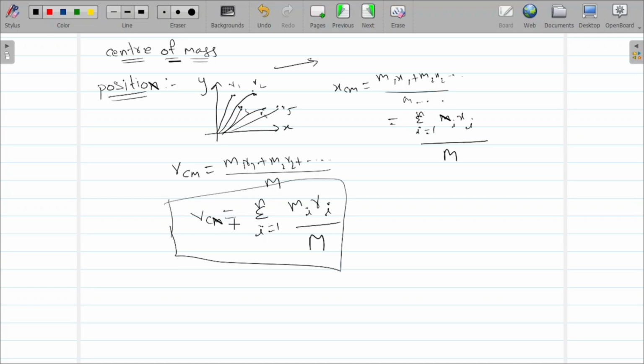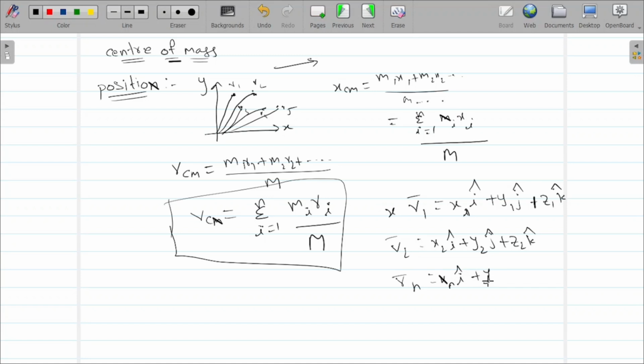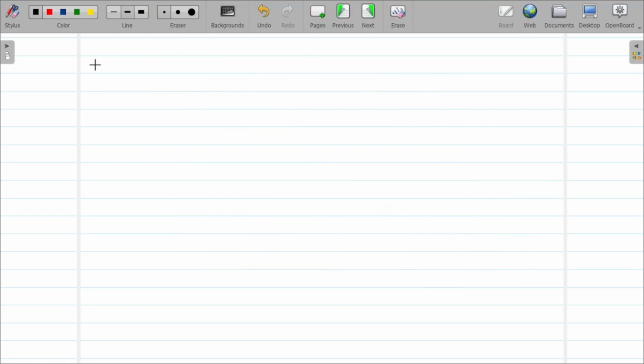Clear? Understand? Here r1 may be along the x-axis. The particle might have 3 dimensions. So r1 is x1 i cap plus y1 j cap plus z1 k cap. For r2, x2 i cap plus y2 j cap plus z2 k cap. For the nth particle, xn i cap plus yn j cap plus zn k cap. Like this we have to frame the vectors. So this is about the position vector, and this is the formula for the position vector of center of mass. Clear? Right.